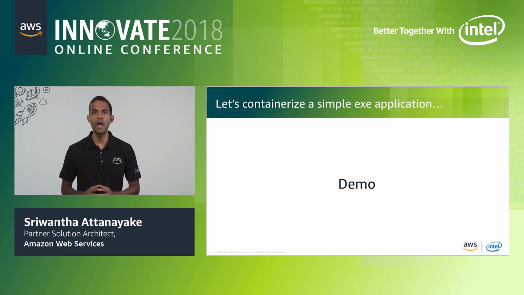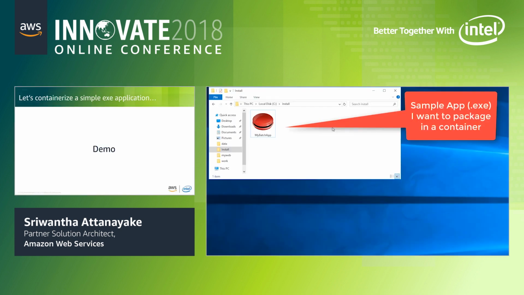Let's now go for a demo and see how we can package a simple exe application as a container. You can also containerize applications like ASP.NET web apps that run on web servers such as IIS or Apache, batch applications as console apps, PowerShell scripts, SSIS jobs, or services such as SQL Server, to name a few. You can pretty much containerize any application that runs on a Windows Server Core image.